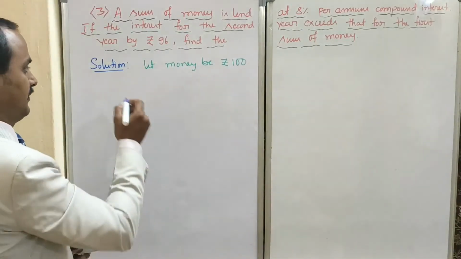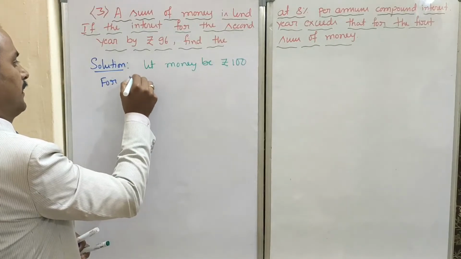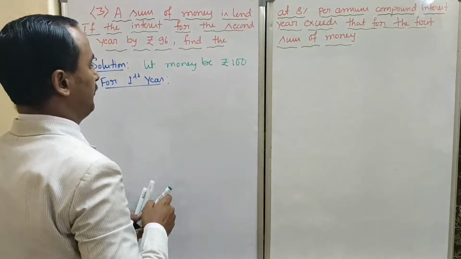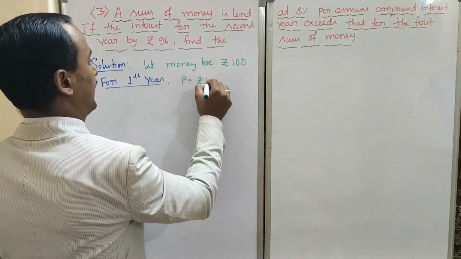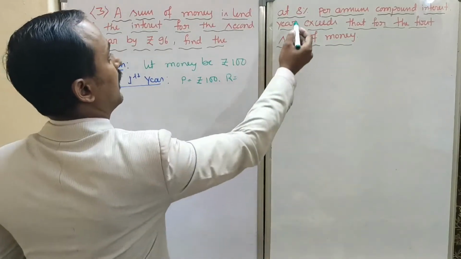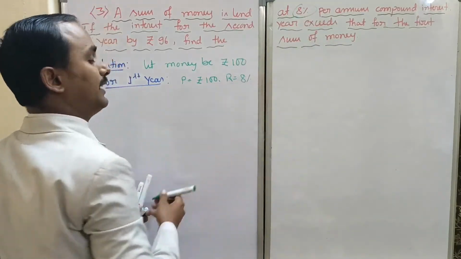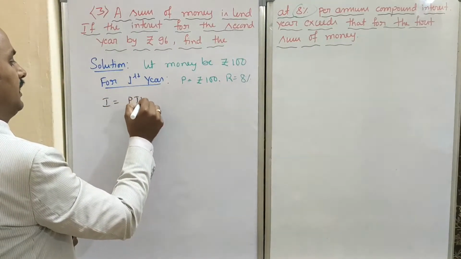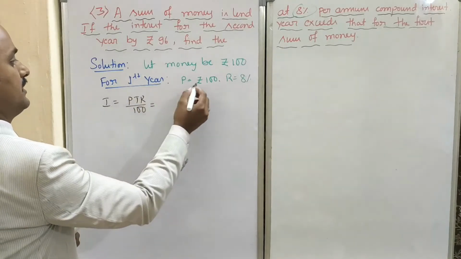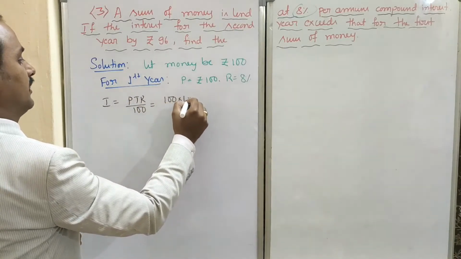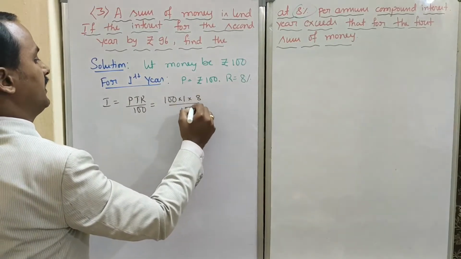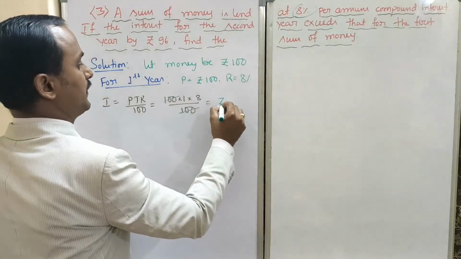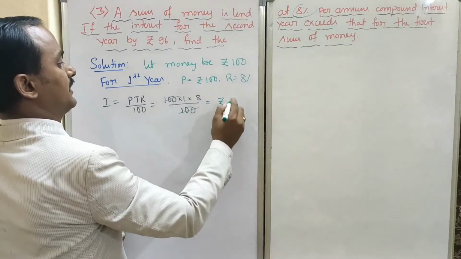Now for the first year, dear children, I will consider the principal amount. Principal is 100 rupees, rate of interest 8%, time is 1 year. Now the interest formula: interest is equal to PTR divided by 100, which is equal to principal 100, time 1 year, rate of interest 8, divided by 100. Easy, see, numerator 100 and denominator 100 cancel. Finally, rupees 8 is the interest for the first year, children. Understood?